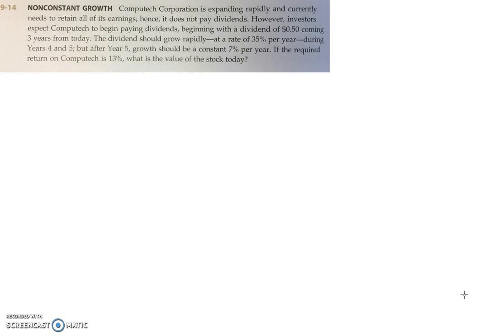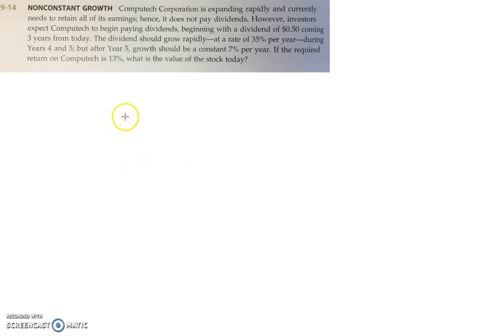However, investors expect Computech to begin paying dividends, beginning with a dividend of 50 cents, coming 3 years from today. The dividend should grow rapidly at a rate of 35% per year during years 4 and 5, but after year 5, growth should be constant 7% per year. If the required return on Computech is 13%, what is the value of the stock today?